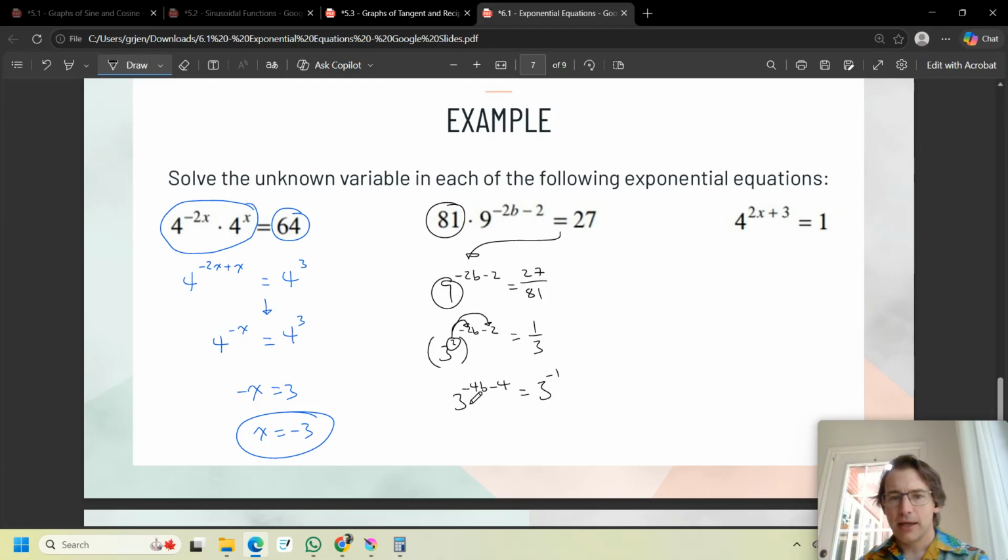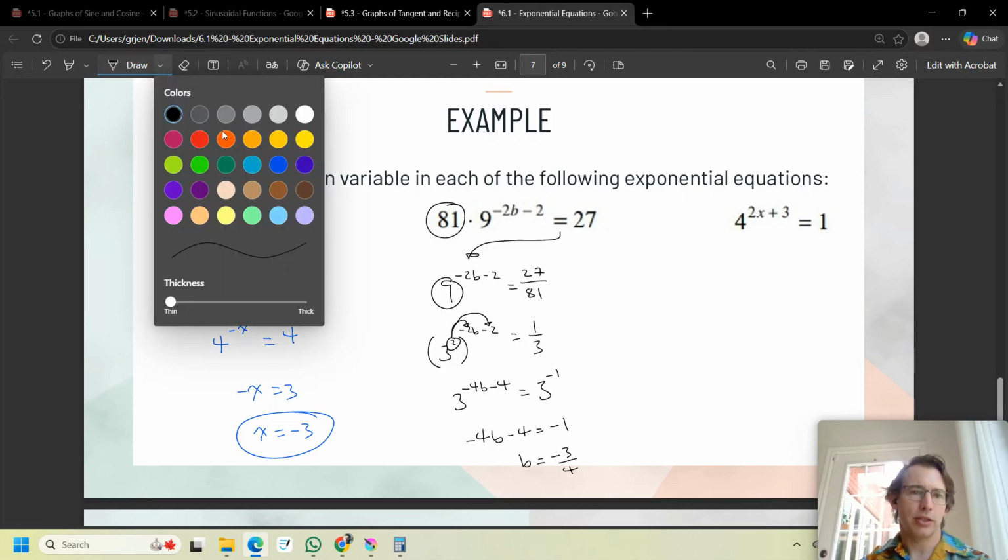Okay. And then I can equate the exponents because I now have them both in terms of 3. So this is minus 4b minus 4 equals minus 1. Kick everything to one side, and you have b is equal to minus 3/4. Is that correct? It's correct. Okay, what's the other way, you ask?